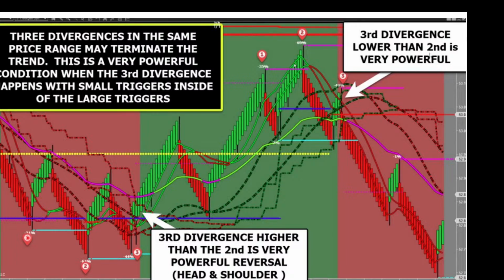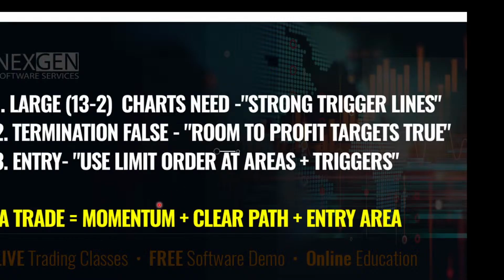trend trade. If one divergence prints, I'm taking the trade. If one divergence prints and maybe there's a 1-to-1 or a fib somewhere nearby, I'm taking the trade. It takes 3 divergences to keep me out. So if I have momentum and I have a clear path, I don't have those 3 divergences. Guys, I'm looking for an entry. This is where the precision comes in.